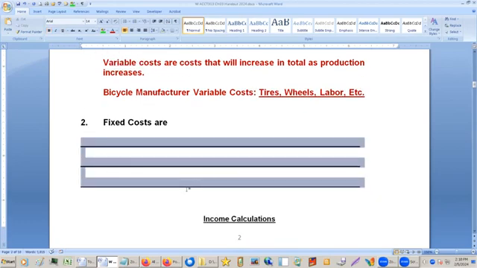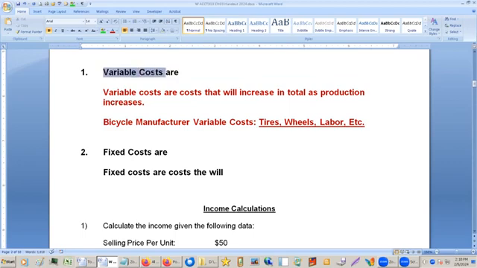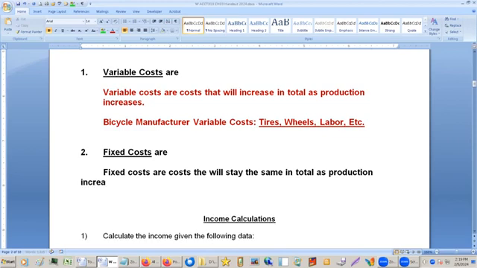Okay, fixed costs. Our costs that will what? What do you think? You guys may have had this in other classes too. By the term fixed, what are they going to do as production increases? Yep, good. Will it stay the same? Production. So stay the same or be unchanged or however you want to phrase it, but they're going to stay exactly the way they were in total.